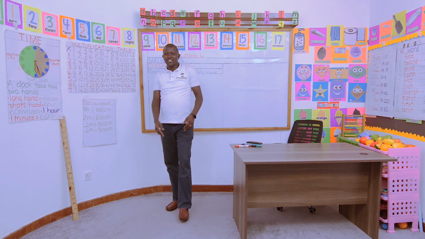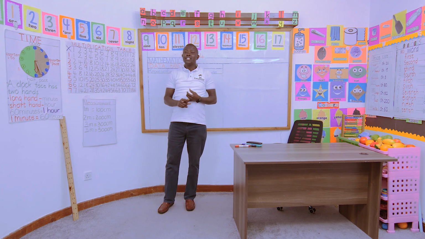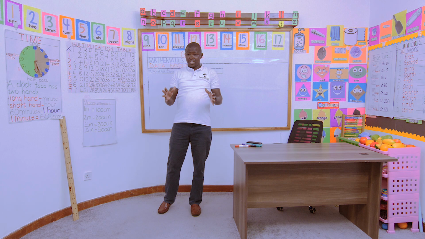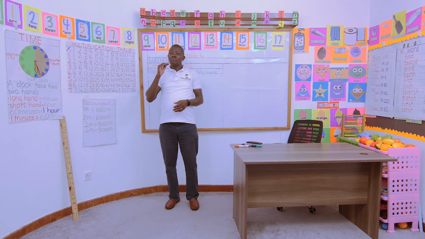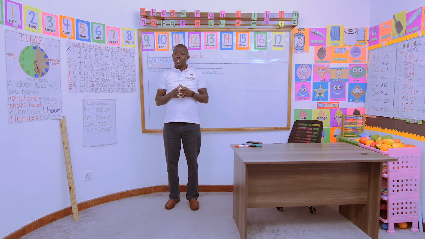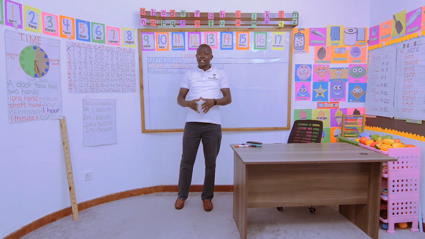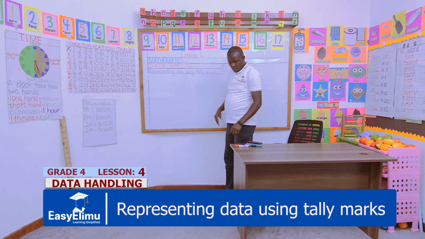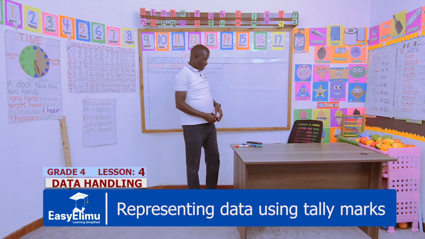In our previous lesson, we learned how to collect data, record data, and organize data. We said when we are organizing data, we organize it from the smallest to the largest, in ascending order or descending order. For today, I want us to pair up and represent the data we have collected using the tally mark.